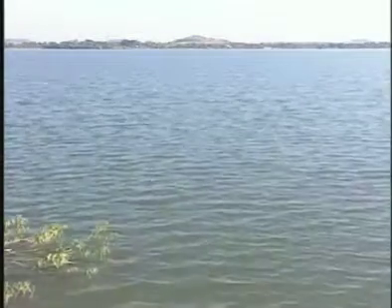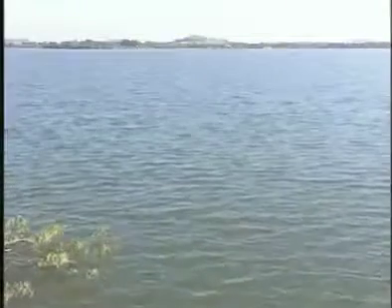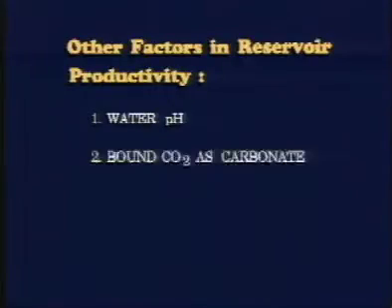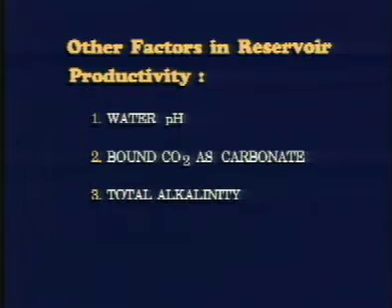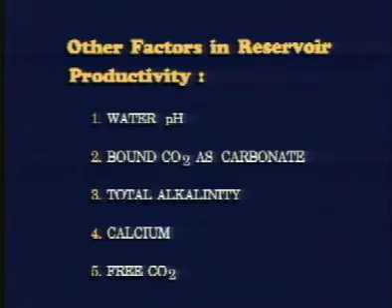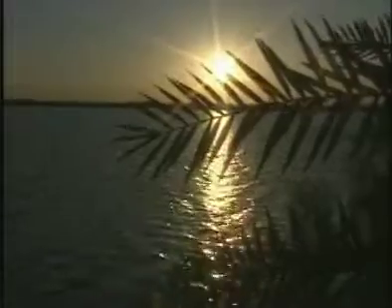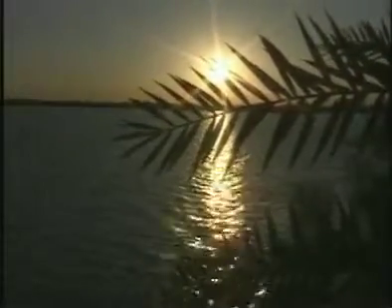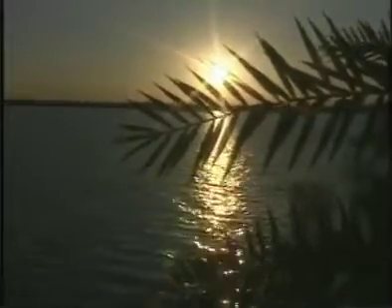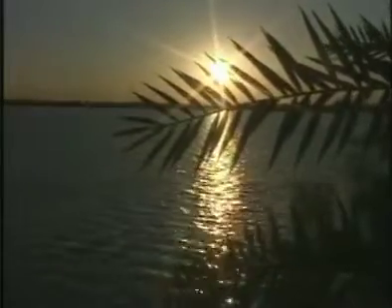Some other factors in reservoir productivity are water pH, bound carbon dioxide as carbonate, total alkalinity, calcium, and free carbon dioxide. These factors show depth-wise variation. Surface waters often develop high pH value due to photosynthesis, while waters below the zone of effective light penetration show low pH values.